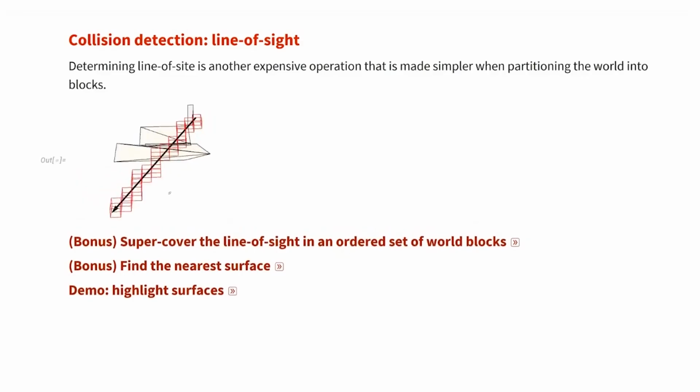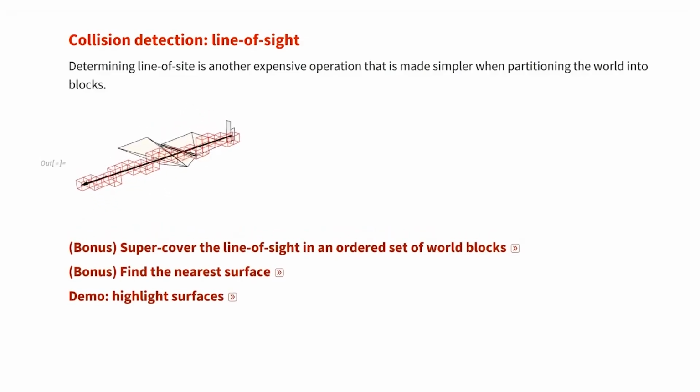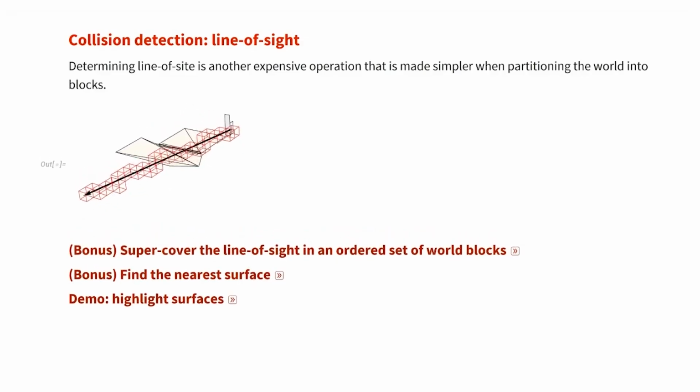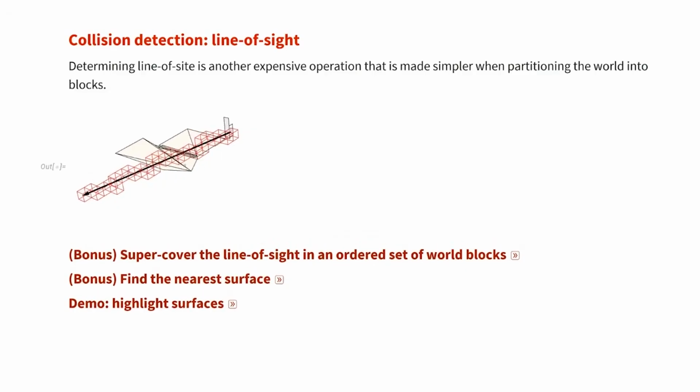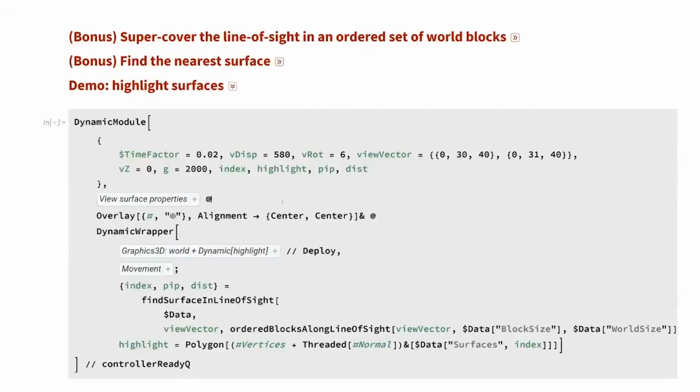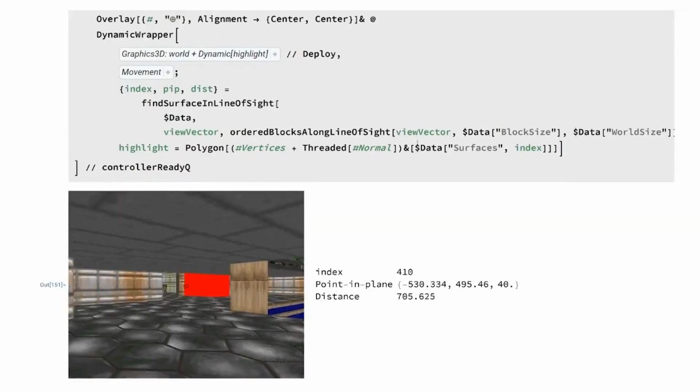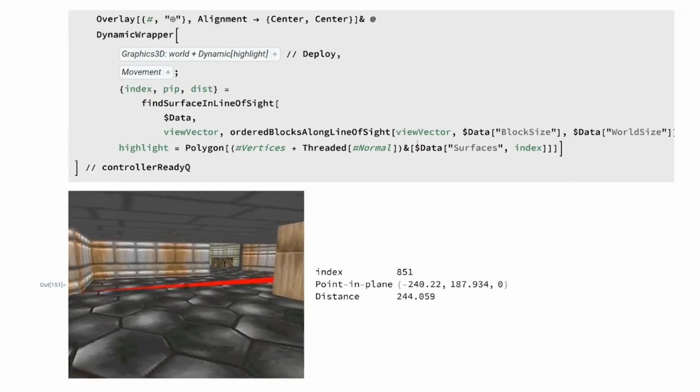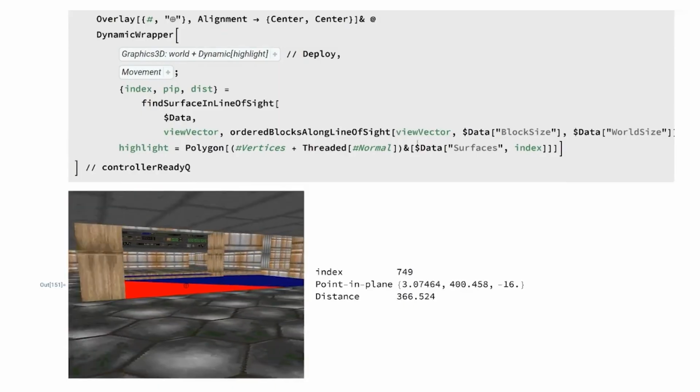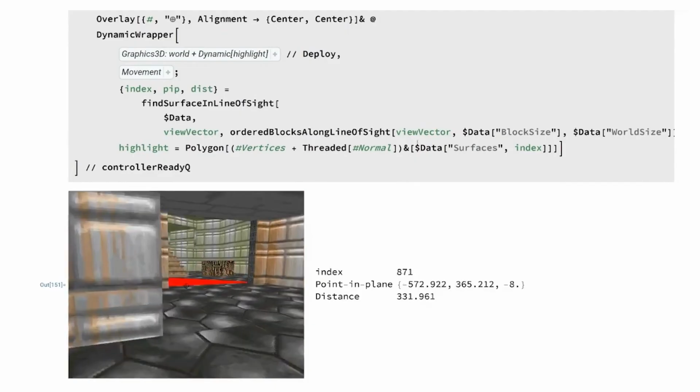We can superimpose the invisible data layer, these blocks, and then we can walk along the blocks and query at each one, are there any surfaces? And if so, do we pierce them with this ray? And so that gets us something kind of fun. I've added a crosshair to make this a bit easier to see, but we can actually see all the polygons that make up the world highlighted in red.